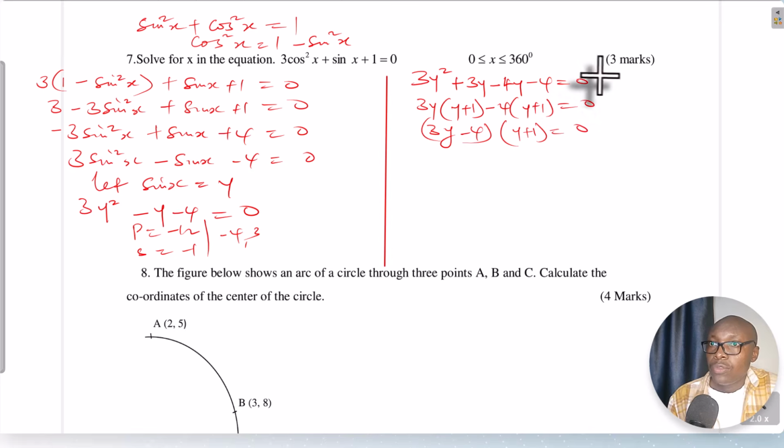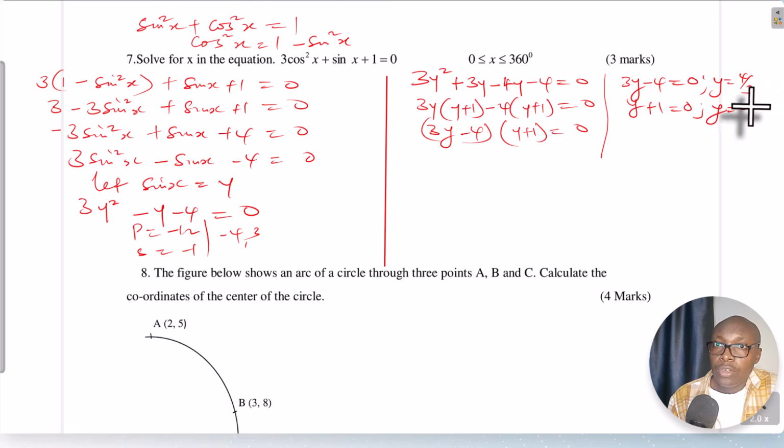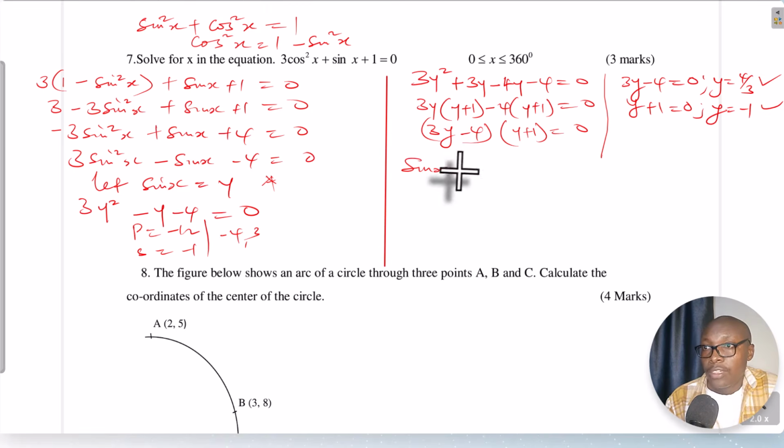So this gives you two values of y. 3y minus 4 is equal to 0, so y is equal to 4 thirds, or y plus 1 is equal to 0, so y is equal to negative 1. So we have these two values of y. Now remember that y was sine x. Don't forget this, y was sine x. So the first solution, y is equal to 4 thirds, means sine x is equal to 4 thirds.